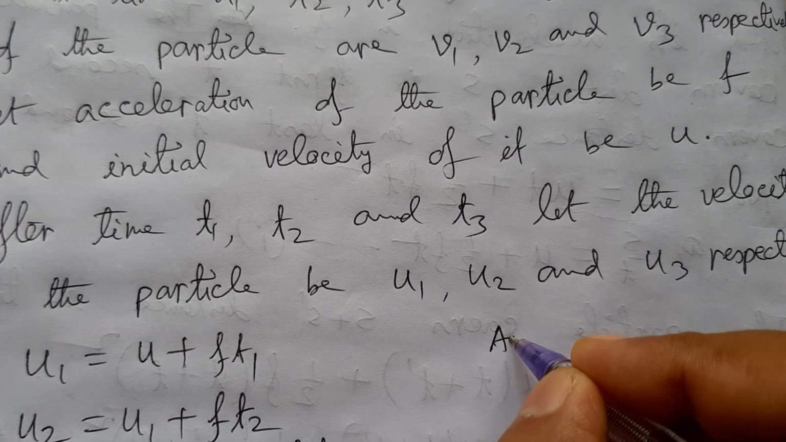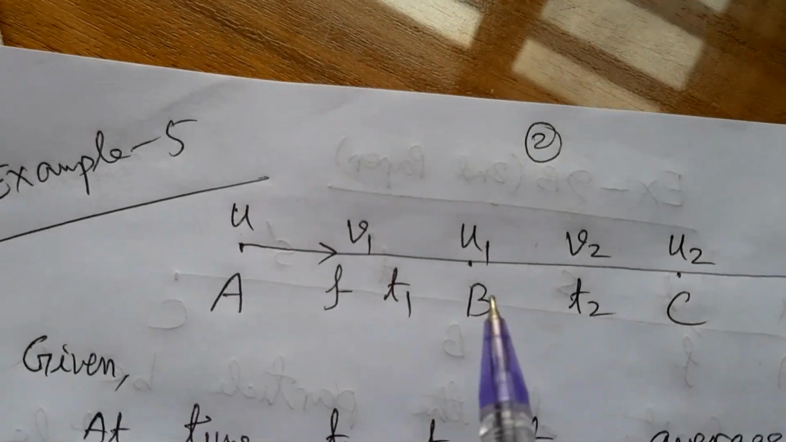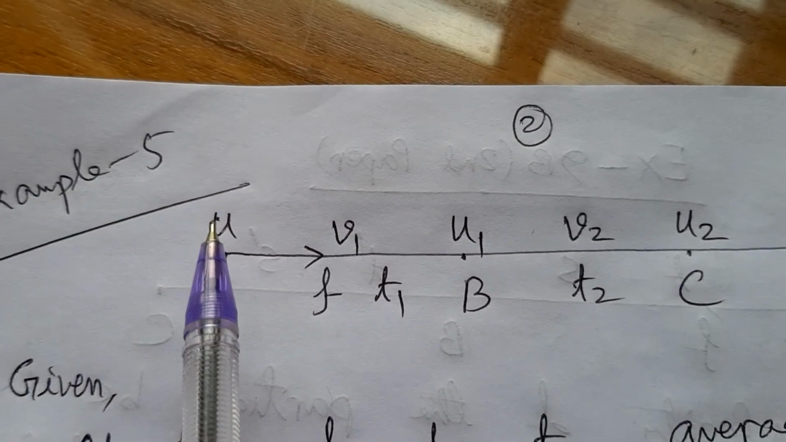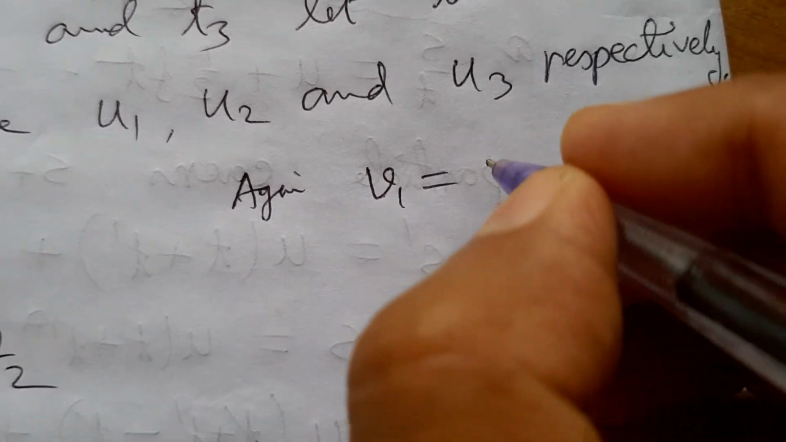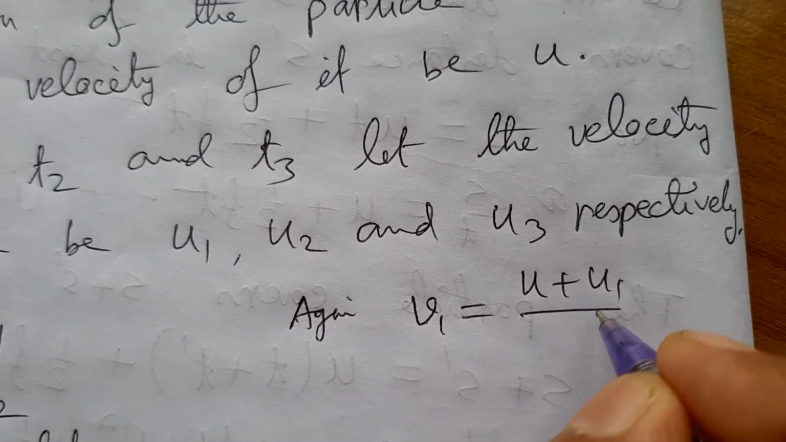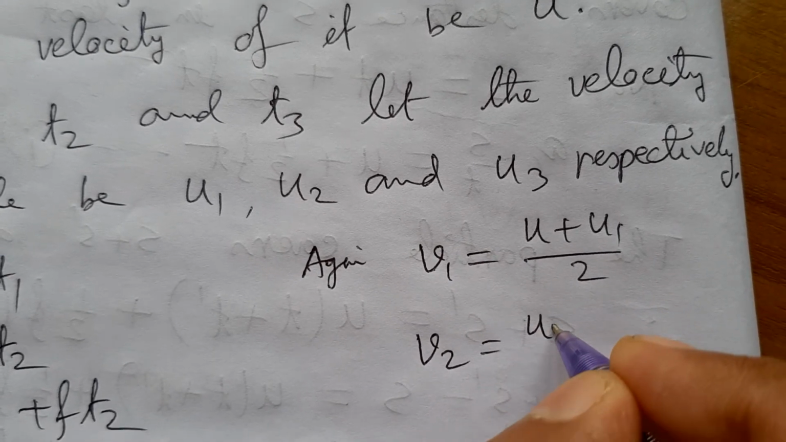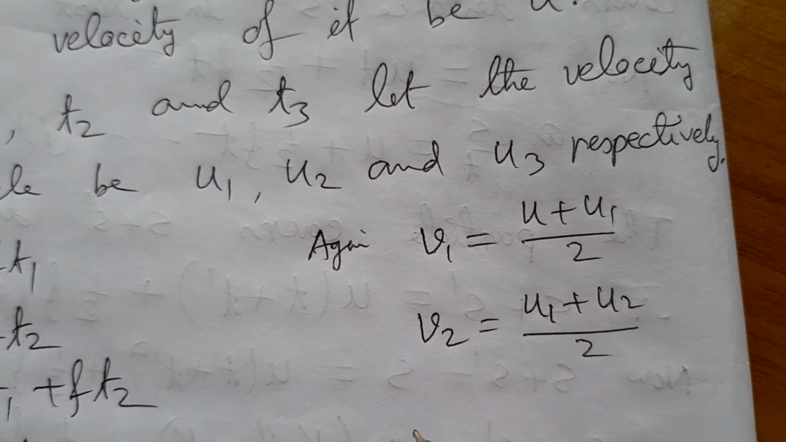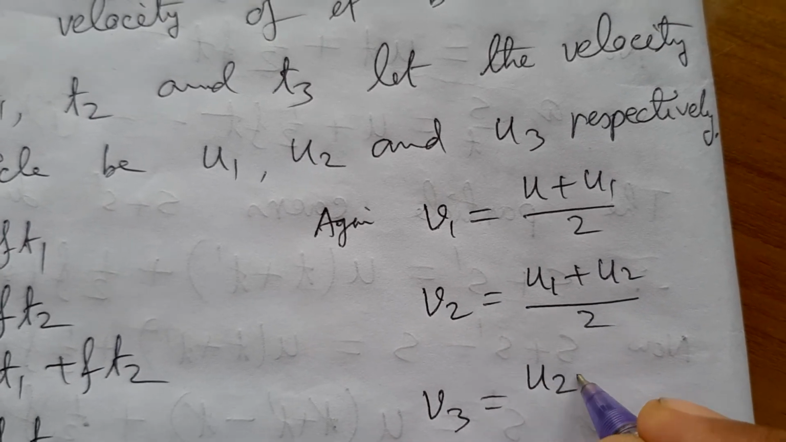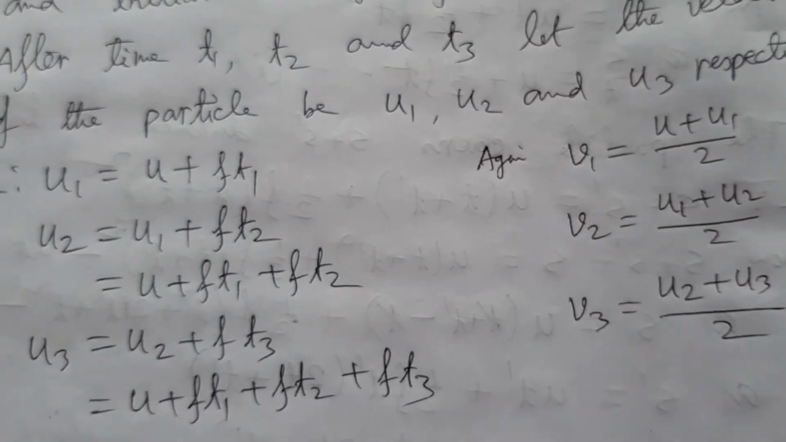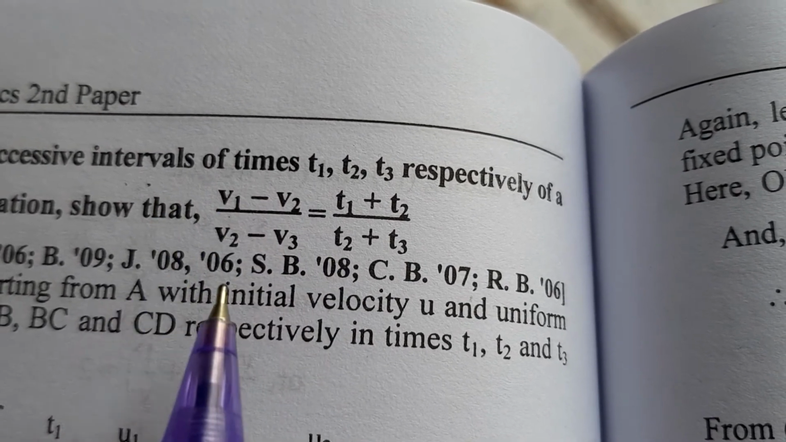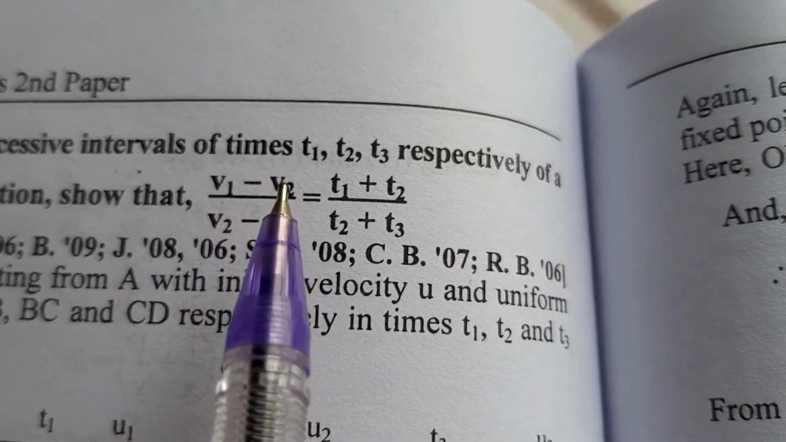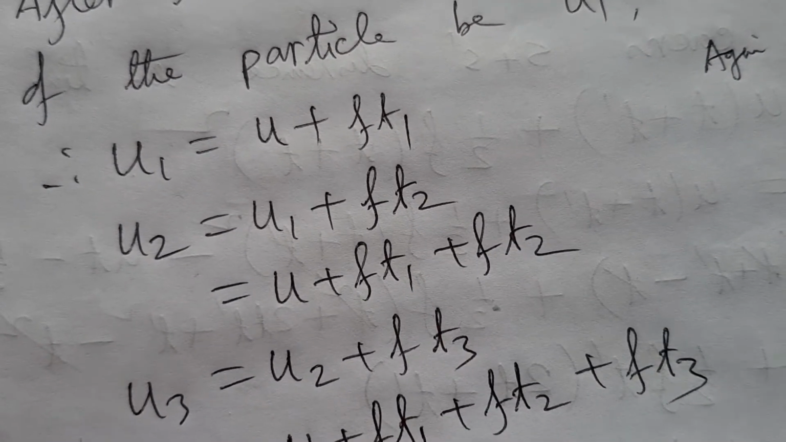Again, we know average velocity is equal to (initial velocity plus final velocity) by 2. So we can write v1 is equal to (u plus u1) by 2, v2 is equal to (u1 plus u2) by 2, and v3 is equal to (u2 plus u3) by 2. Now the left hand side of the proof is (v1 minus v2) by (v2 minus v3). Now we find out this value.